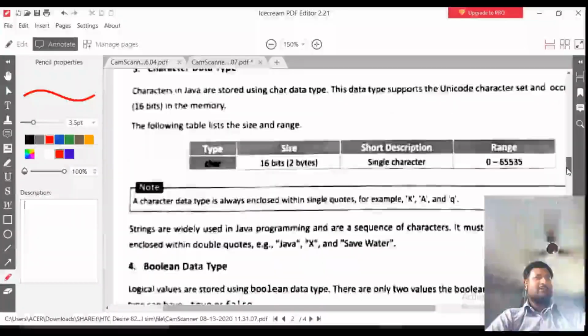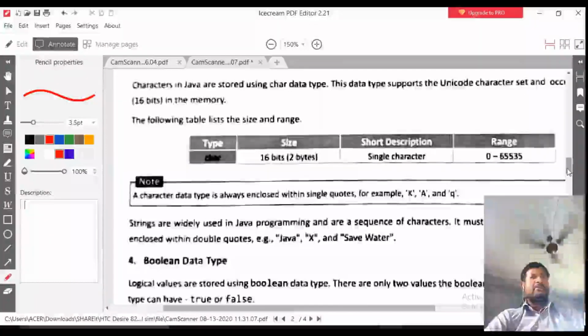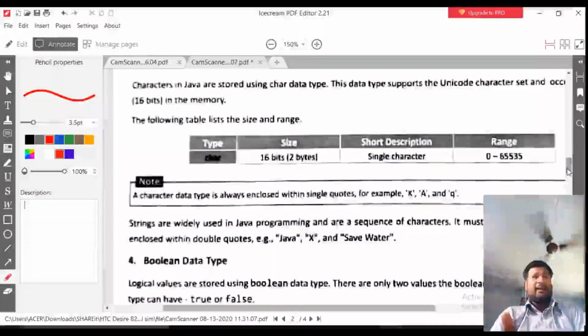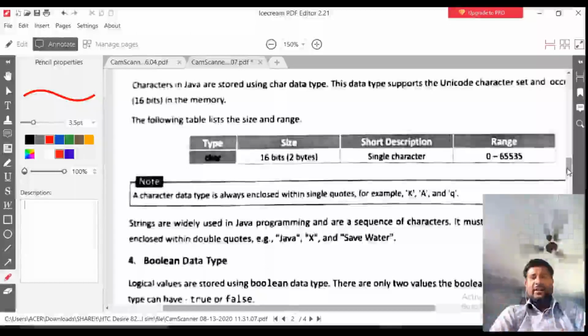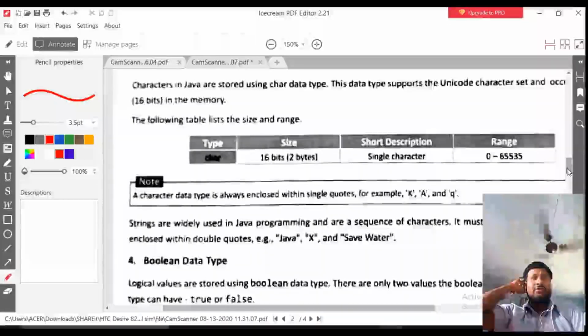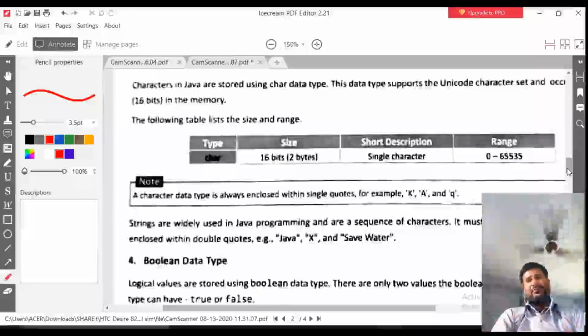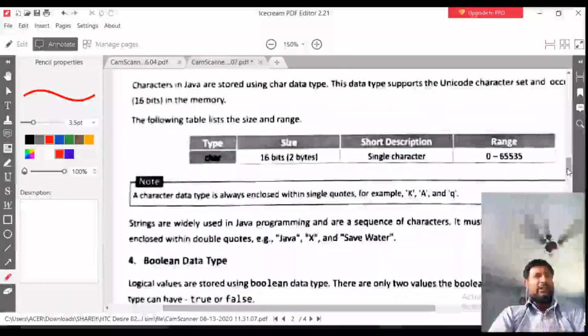Next one is character data types. Character data types are the data types which can store characters, and basically it is 2 bytes. 2 bytes means 8 multiplied by 2, that means 16 bits, and it has the range 0 to 65535, and it stores only single character data. Okay students, anything you write in single quotes will be a character. So these are the character data types.